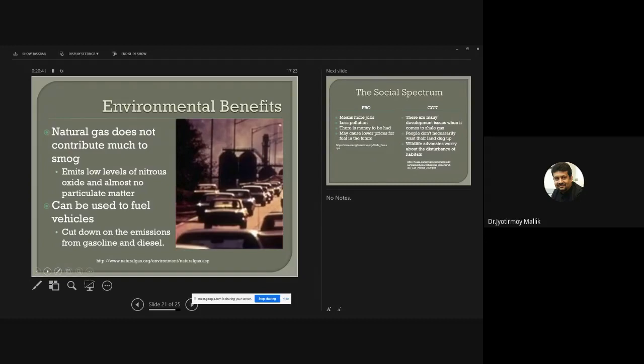So natural gas doesn't contribute to smoke. Smoke is generally contributed by particulate matter, the aerosols. If you burn gas, you don't create aerosols, okay? But if you burn coal, you do create fumes, aerosols, right? So it's a natural advantage. It can be used to fuel vehicles directly.